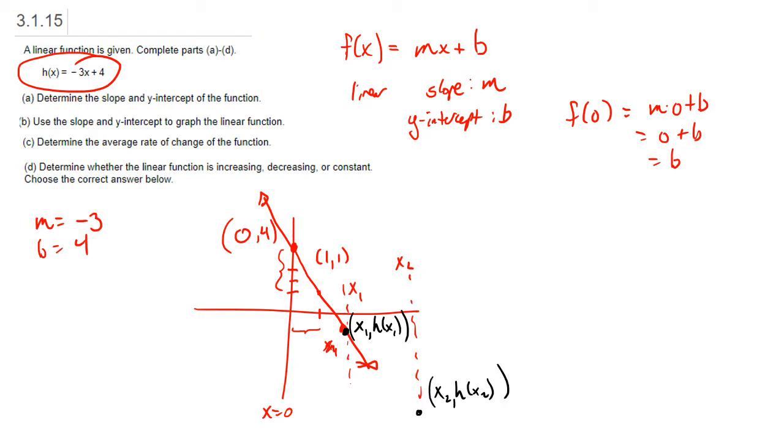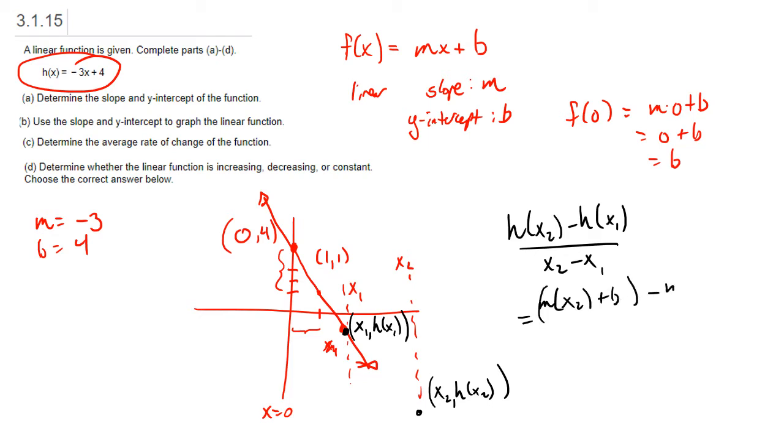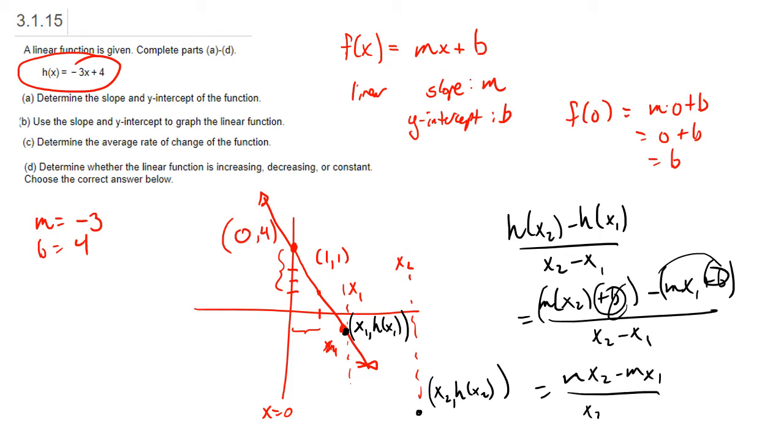And the average rate of change simply refers to the difference in the y-coordinates divided by the difference in the x-coordinates. Well, h of x2 is simply m times x2 plus b. Then h of x1 is m times x1 plus b. And I divide this by x2 minus x1. Observe that I have a b and a minus b. Those are going to cancel out, leaving behind mx2 minus mx1 over x2 minus x1.